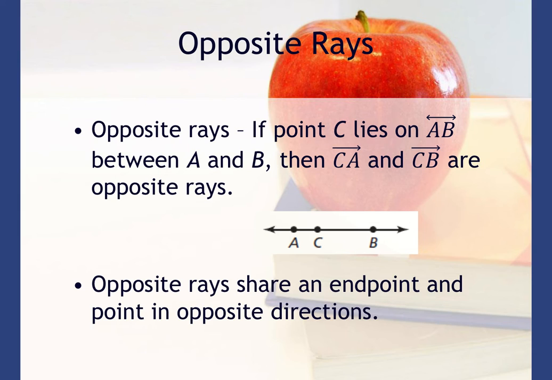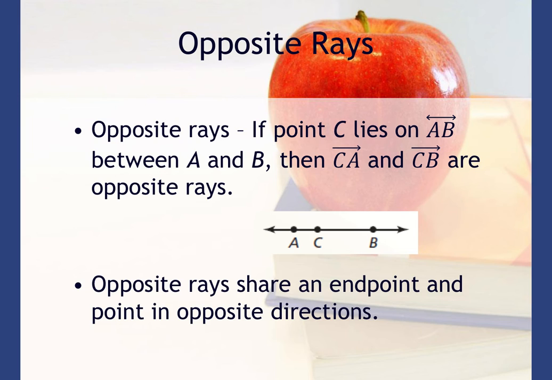Opposite rays share the same endpoint but point in different directions. If point C lies on line AB between A and B, then CA with the arrow over the A and CB with the arrow over the B are opposite rays. They share an endpoint and they point in opposite directions. They cannot overlap. They have to share an endpoint.